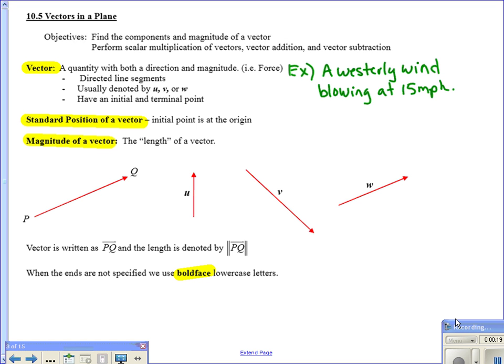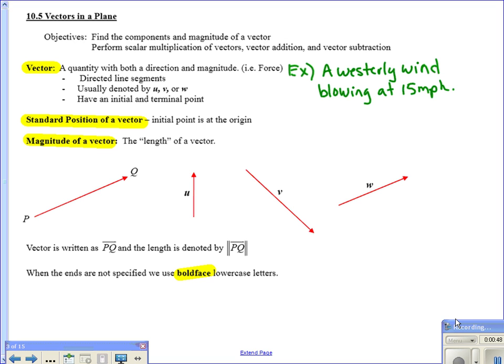For example, if we talk about a westerly wind blowing at 15 miles per hour, the 15 miles per hour would give us our magnitude, and the westerly wind would be our direction. So vectors are directed line segments, usually denoted by u, v, and w for our variables, and they also have an initial and a terminal point. Now, these are often confused with a ray, which has a specific direction and an infinite length.